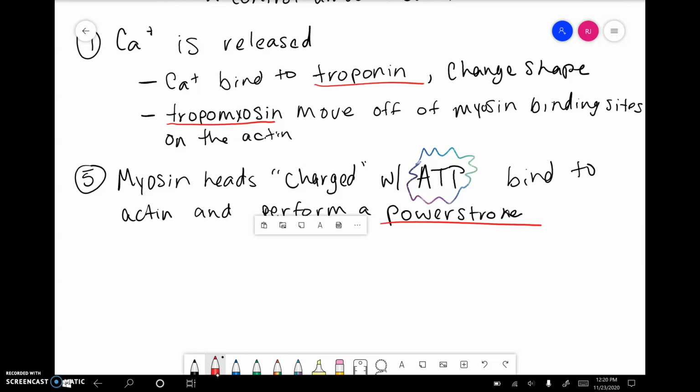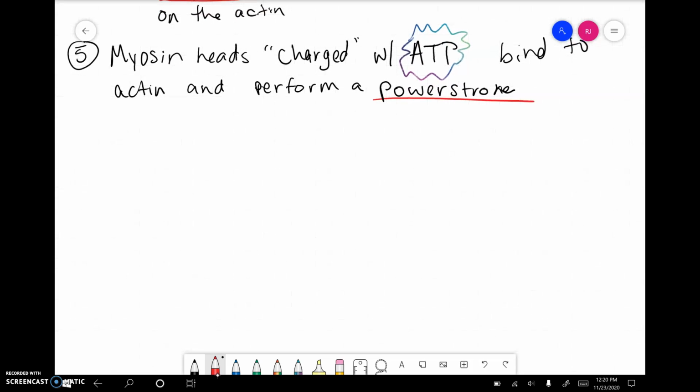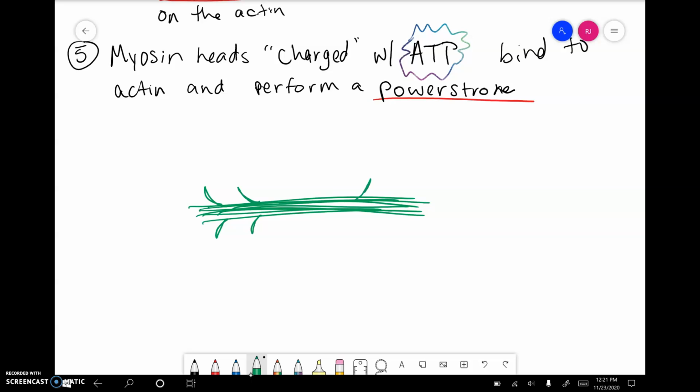So let's take a look. Let's draw out a nice picture here for our power stroke. So here I'm going to have our myosin. It's going to be nice and green. Remember, our myosin is nice and thick, so I'm going to make a bunch of lines here. And we're also going to draw in these heads that we would see. So here are our myosin heads. Green is myosin.